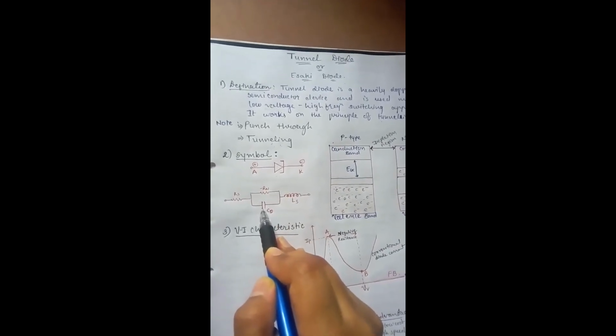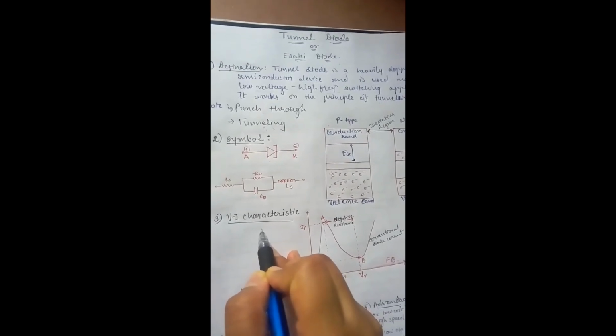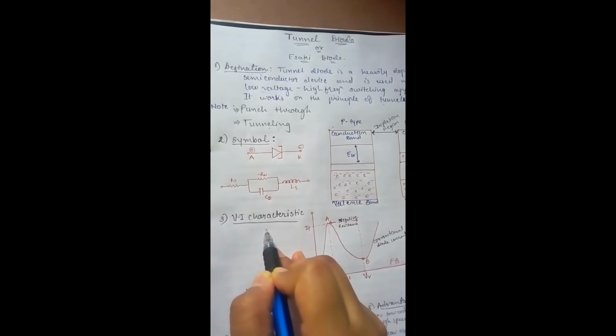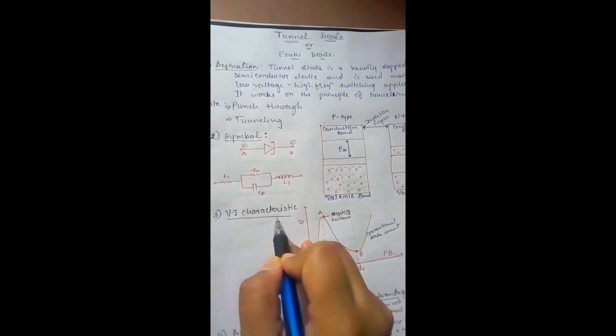This is the symbol of the tunnel diode, and this is the equivalent circuit. Okay, the main point that you need to understand in a tunnel diode, or the main question that comes in an examination on the tunnel diode, is: what is the VI characteristic of a tunnel diode? The VI characteristic is very important for a tunnel diode because it is somewhat different from other diodes.